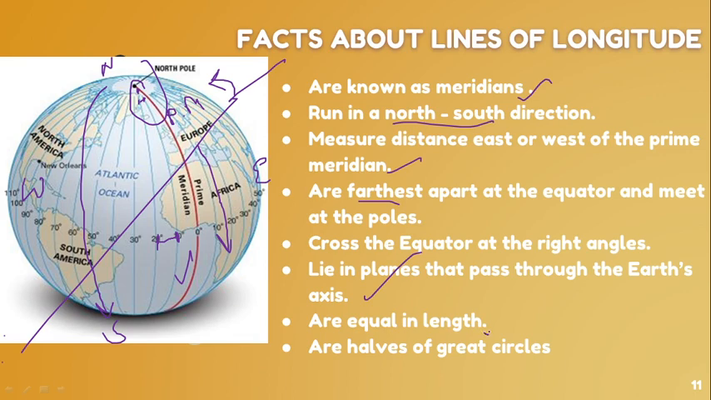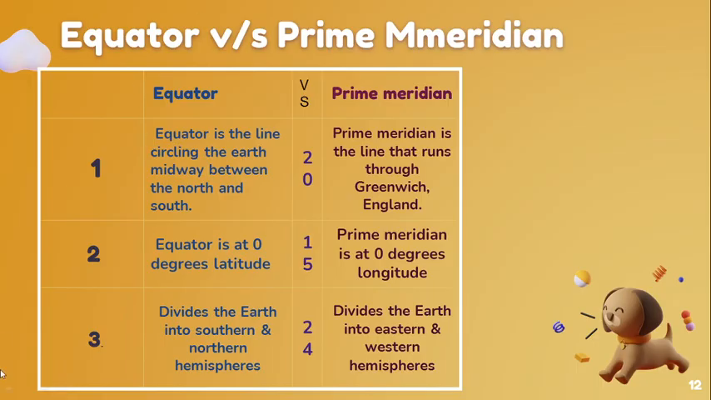So all the longitudes will be equal in length if you just check the length, and they're halves of a great circle. What is a great circle? Circles, which are these rings I told you about, which are latitudes, right? So longitudes are half of these.